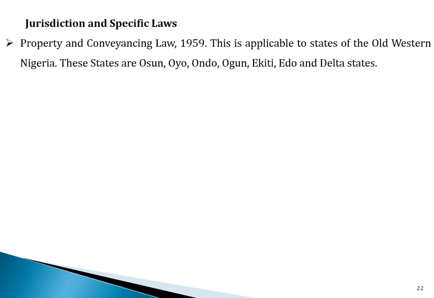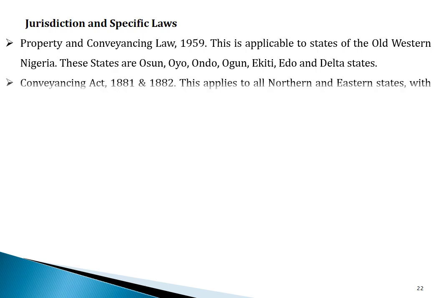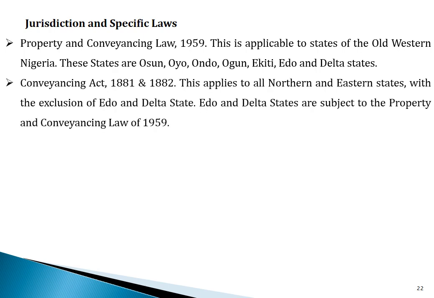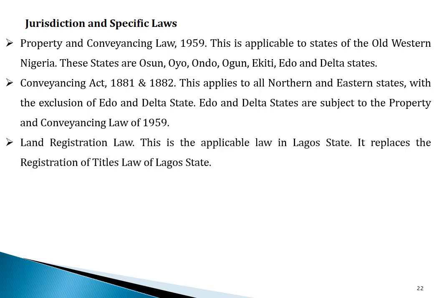Jurisdiction and specific laws. Property and Conveyancing Law 1959. This is applicable to states of the old Western Nigeria. These states are Osun, Oyo, Ondo, Ogun, Ekiti, Edo, and Delta states. The Conveyancing Act 1881 and 1882 applies to all northern and eastern states with the exclusion of Edo and Delta states. Edo and Delta states are subject to the Property and Conveyancing Law of 1959. Land Registration Law is the applicable law in Lagos State. It replaces the registration of titles law of Lagos State.